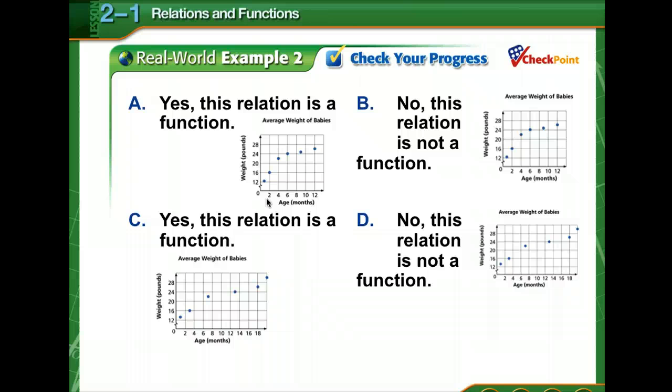So, is this relation a function or not? Which one of these graphs looks like yours? Hopefully it's A. And this also is a discrete function. Notice that they're just distinct points. But they pass the vertical line test, so this one is a function. Good job.